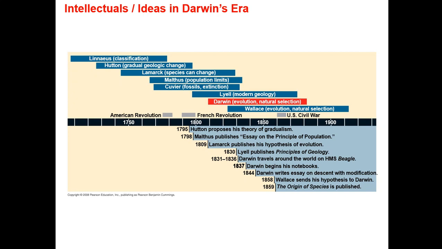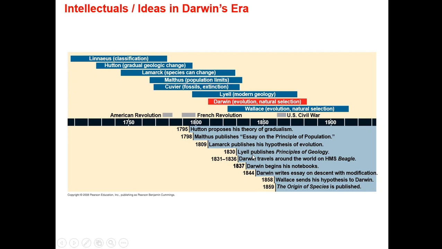For Malthus, he published an essay on the principle of population, because Malthus is concerned with the population limit. For Lamarck, he publishes his hypothesis of evolution, the theory of use and disuse. It's somewhat synonymous with Darwin's; however, there are major differences. For Lyell, he published the Principles of Geology.